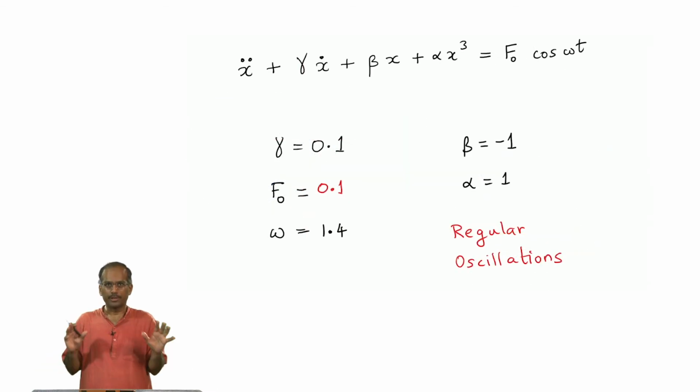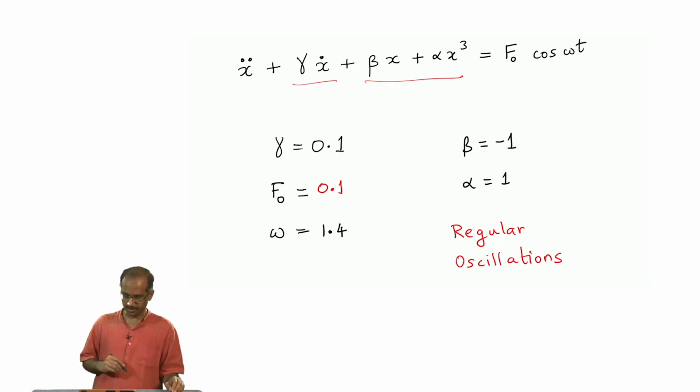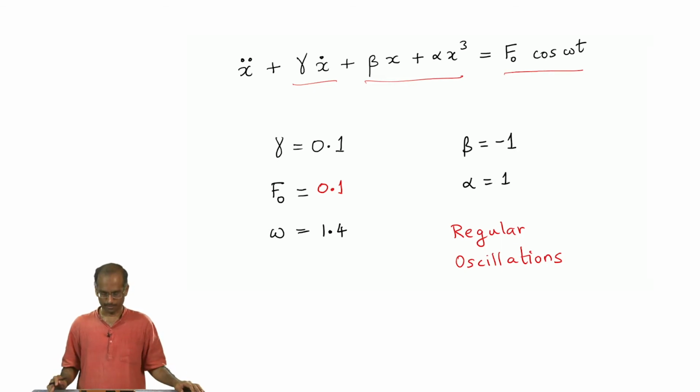Now, we will put in all the ingredients. So, we have the nonlinear restoring force, which is this. We will have the dissipation, viscous dissipation with gamma, and also the external forcing. So, in this case, it is going to show what is called chaotic oscillations. So, chaos would mean very irregular orbits.